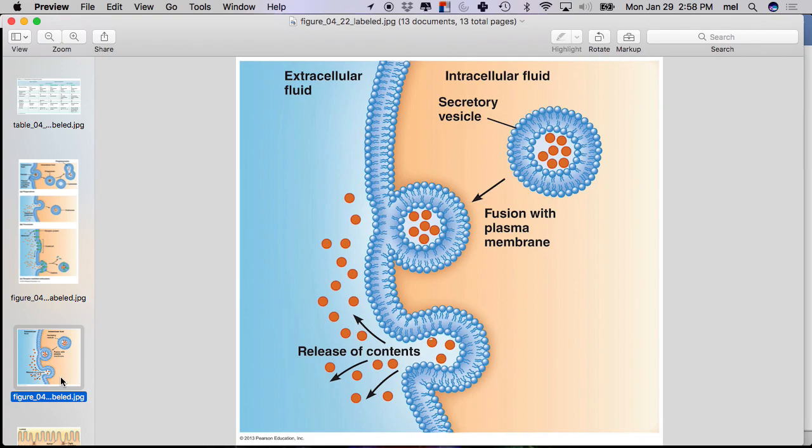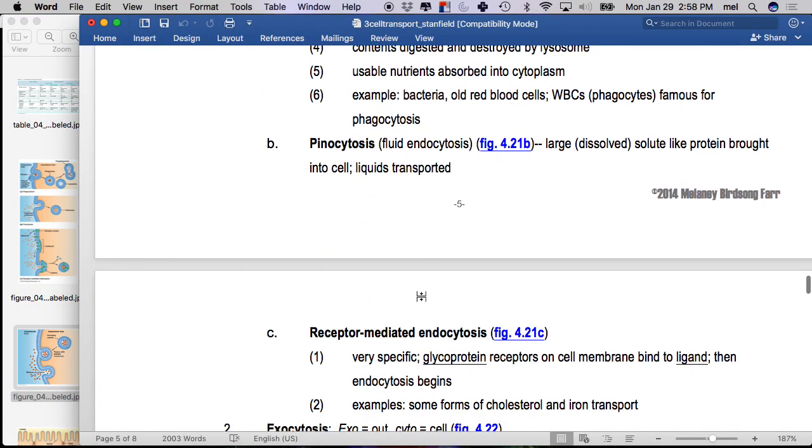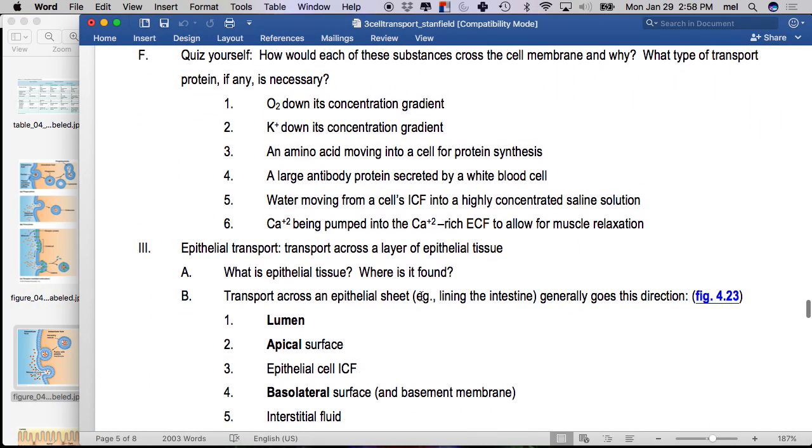And then it dumps the product outside, right? And you don't lose any phospholipids. So that is exocytosis. That's how you get big, huge stuff outside of cells. Good? But it's slow, too. So you would never, ever want to use that if you had another alternative. So that's exocytosis.